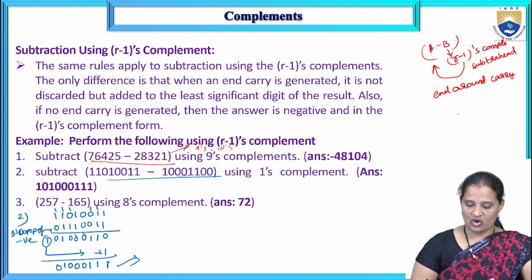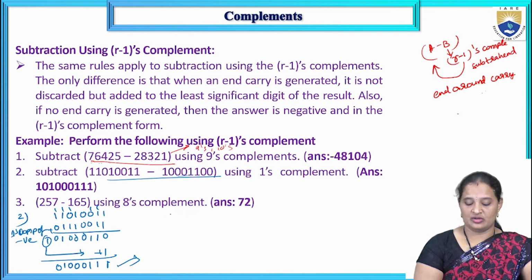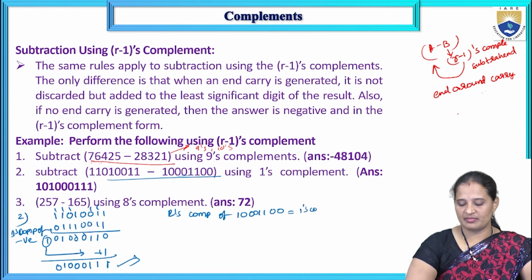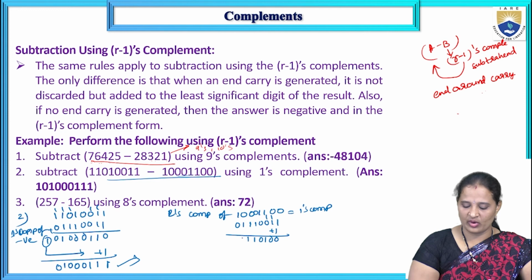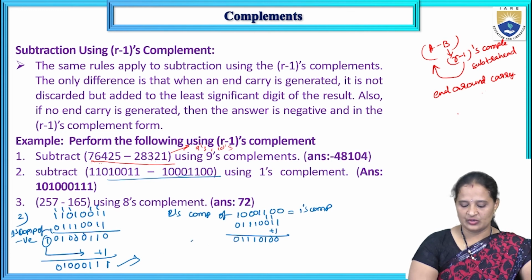Now coming to the 2's complement subtraction. 2's complement means we need to add 1 to the 1's complement. The 2's complement of 1 0 0 0 1 1 0 0 is equal to the 1's complement plus 1. What is the 1's complement? 0, 1, 1, 1, 0, 0, 1, 1 plus 1. So how much will I get? 0 with a carry 1, 0 with a carry 1, 1, 0, 1, 1, 1, 0. This is the 2's complement.